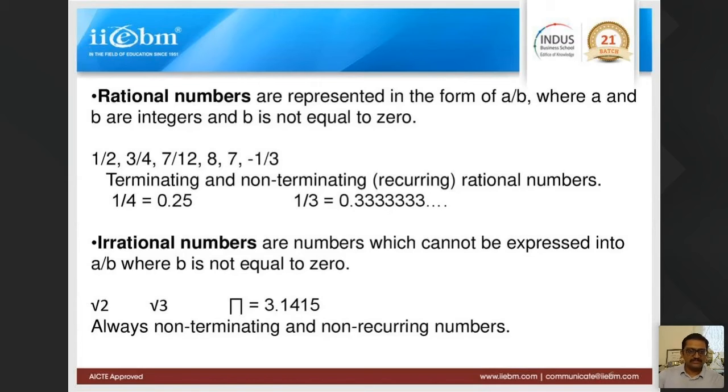Now let us see irrational numbers. Irrational numbers are the numbers which cannot be expressed in the form of a by b, where b is not equal to 0.